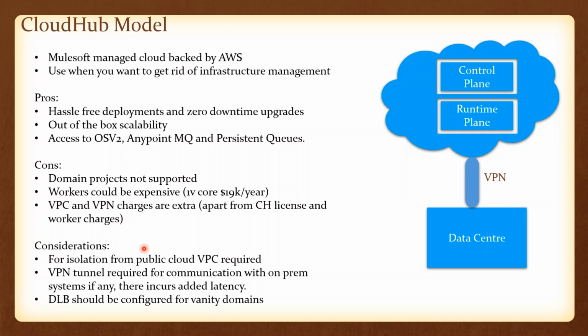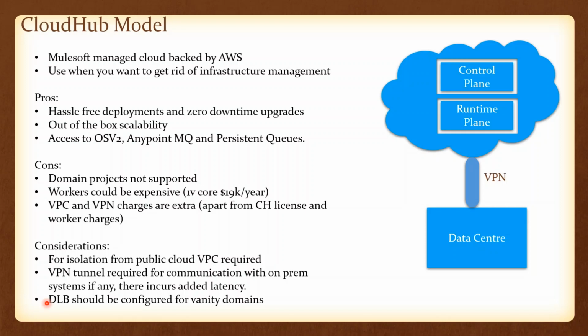Now, considerations for isolation from public cloud: VPC is required, that we have already discussed. A VPN tunnel is required for communication with on-premise systems, and this would incur added latency, obviously, because if it is on cloud and this is at your data center, then there will be a communication gap, so it will incur some latency. And DLB should be configured for vanity domains. Like we discussed, if you want custom domains, we need to have a dedicated load balancer configured.